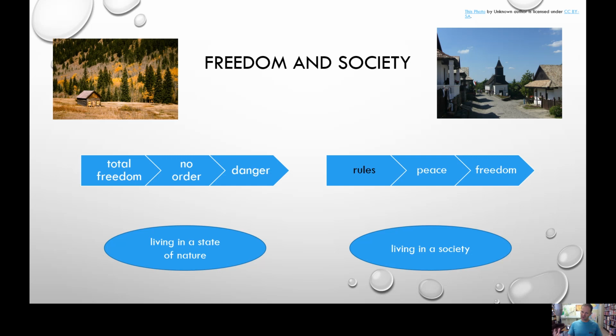In societies, we live together. We live in groups. And so for this, we need rules. And with these rules, we make peace and security. And then with this, we can make real freedom. So we have this kind of pure freedom, but it's connected to danger. And then we have this kind of practical freedom in a society, and this needs some rules and regulations.